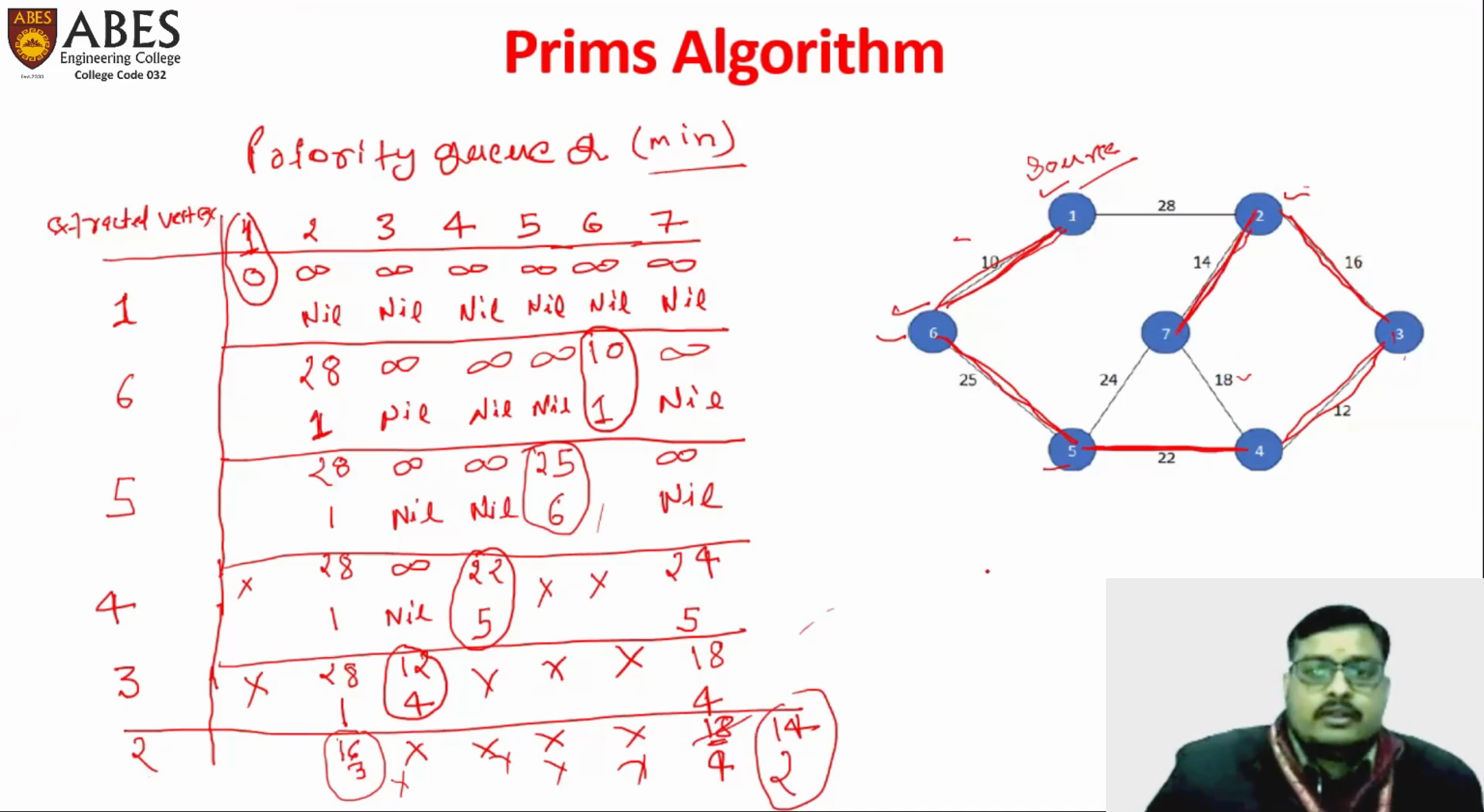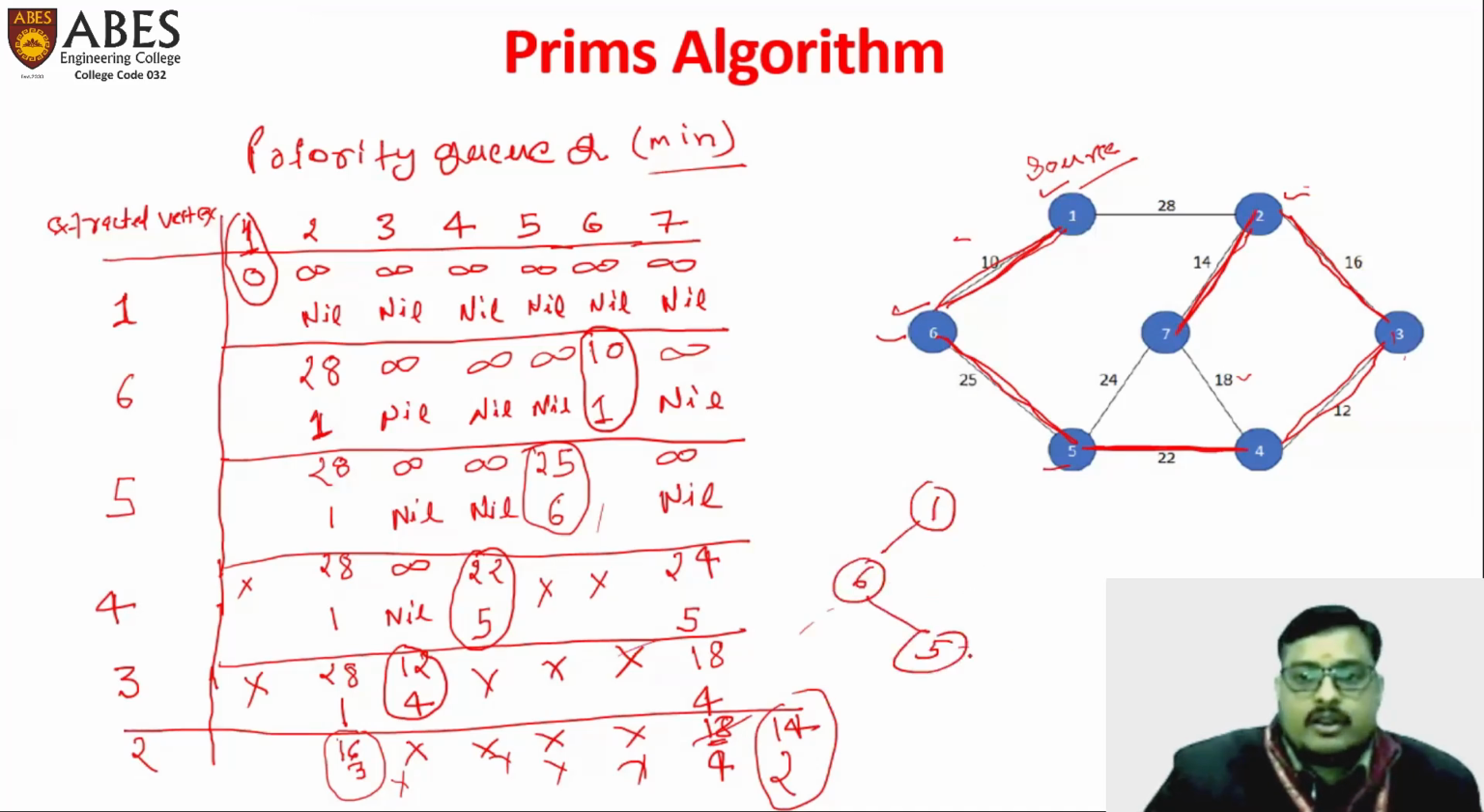Now we can see the final spanning tree is like 1, then 6. After that we have 5. After 5 we have 4. And after 4 we have 3. After 3 we have 2. And after 2 we have 7. So this is the spanning tree. This is the minimum cost spanning tree.